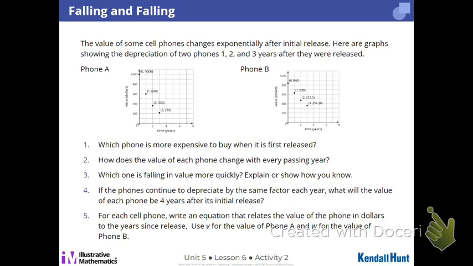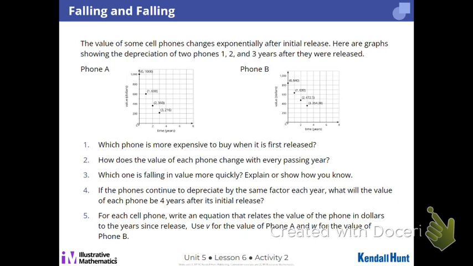You're going to probably want to use a calculator when you're looking at a growth or decay rate, okay? So just answer the questions with your partner in your math notebook. Reminder, you can use your math notebook on section checkpoints. Let's check out these cell phones, y'all.